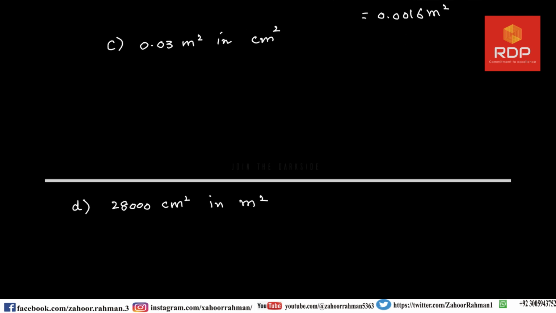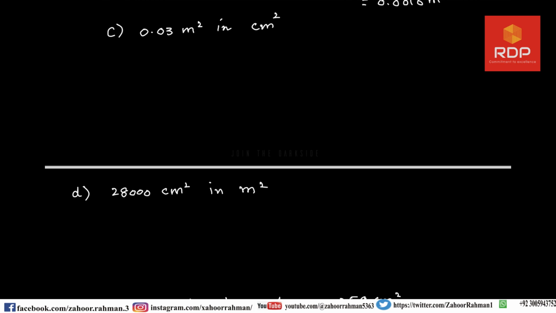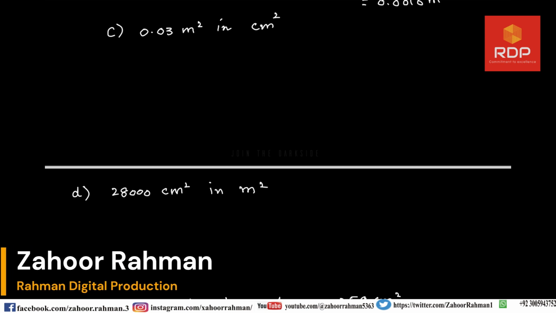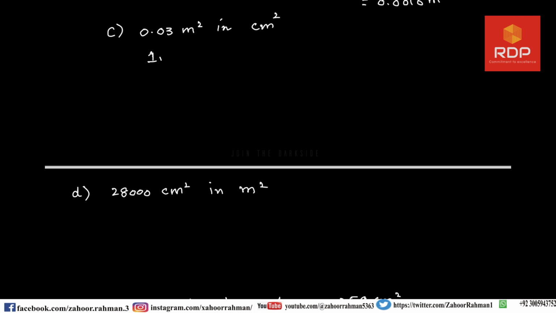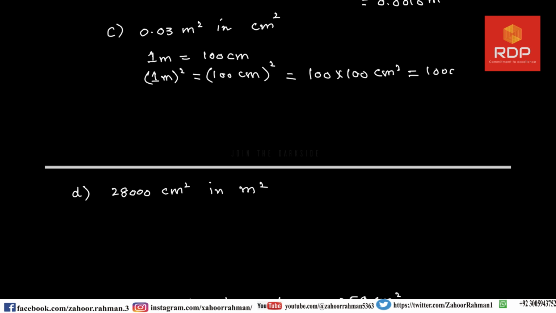Now let us do the next question, and that is part C. They are saying 0.03 meter square in centimeter square. So again I am writing 1 meter is equal to 100 centimeter. So 1 meter square will be equal to 100 centimeter square, which will be equal to 100 into 100 centimeter square, which is equal to 10,000 centimeter square. We did that in the first part as well.